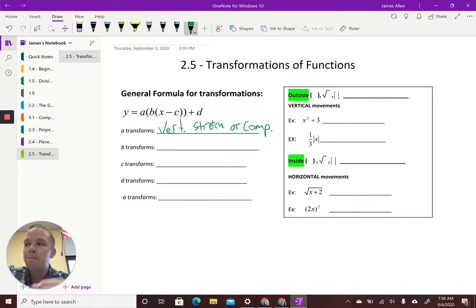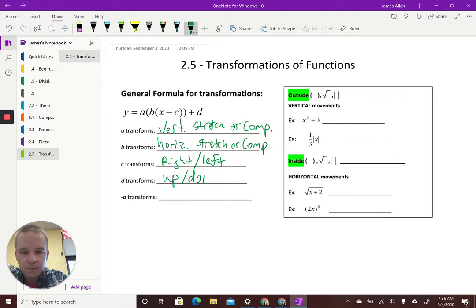Alrighty, so that B inside there, B is going to be a horizontal stretch or compression. And we'll get more into these details in a bit, but remember, inside the parentheses there, we're thinking opposite or the reciprocal when we're dealing with that. That's always the funky one. All right, so C is going to go left or right. D moves it up or down.